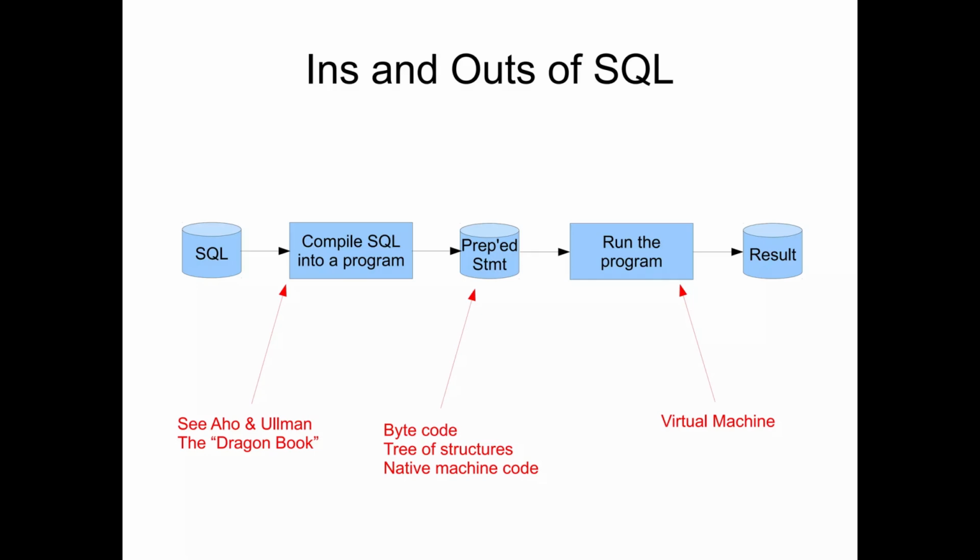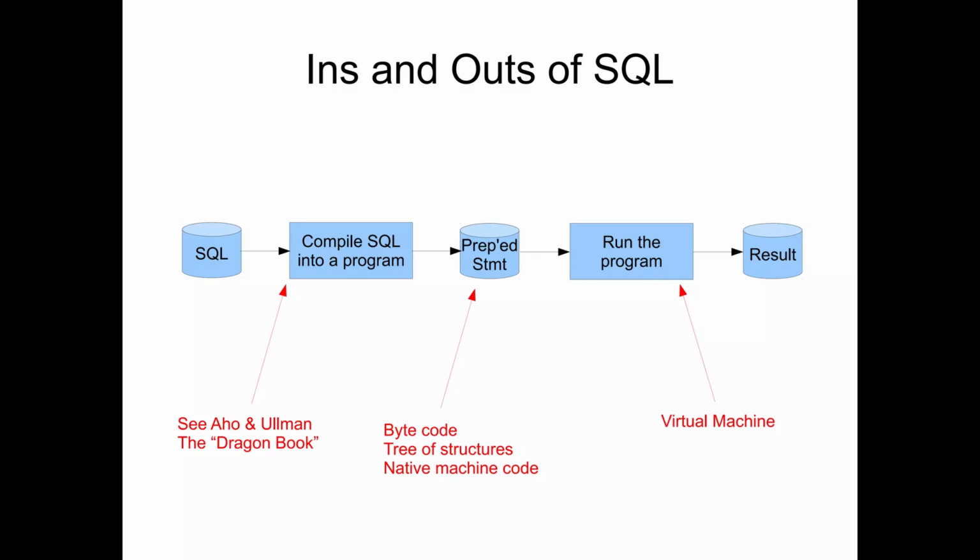Let me clarify. When I said I use a tree of structures, I'm speaking of Firebird, Falcon, Nimbus, not MySQL. MySQL uses a forest of Boolean flags.